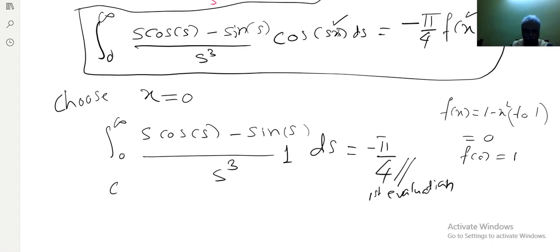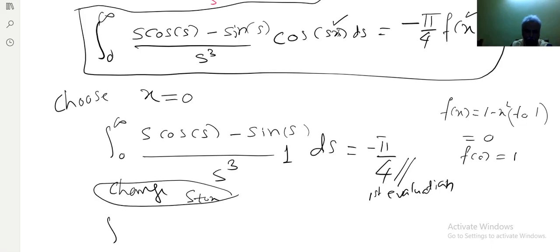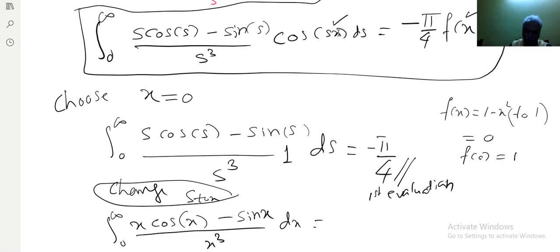So change s to x, 0 to infinity, x wherever s is there. As I told yesterday, this is just like changing some clothes of a person. The person will not change. The structure will remain the same, the answer will remain the same. So changing s to x, the integral of sin x divided by x cube dx is minus pi by 4, the first evaluation.